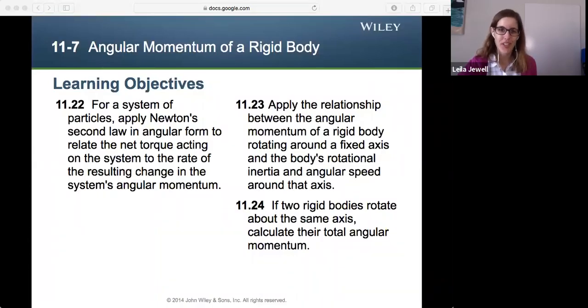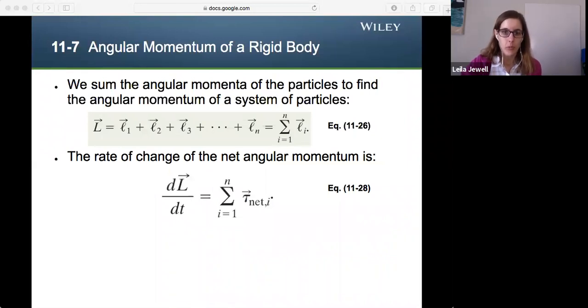Section 11.7, angular momentum of a rigid body. So no longer just a particle flying through space, but an actual full-sized object. So we'll sum the angular momentum of the particles to find the angular momentum of a system of particles, which you can imagine if you have some object, right, that you could treat each of the parts of this pen as particles that have some angular momentum.